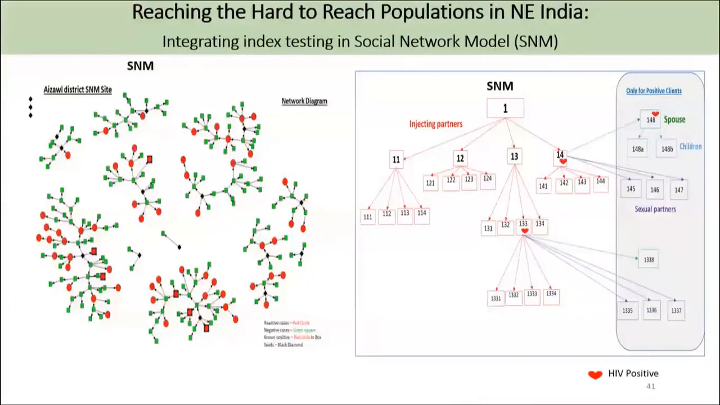So these are some examples from Northeast and from AP, where we got very good yield from the social network model, and we tried blending social network with index testing. Once a person was identified positive through the social network model, index testing was carried out for them to identify their sexual partners, their children and their spouses, and we got very good results. You can see these red ones are the still active chains of communication for offering further SNM model. So there are a lot of positives identified from this network.